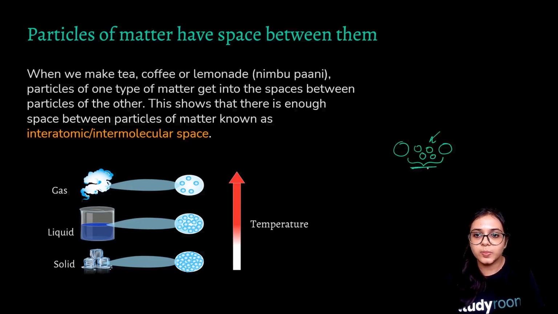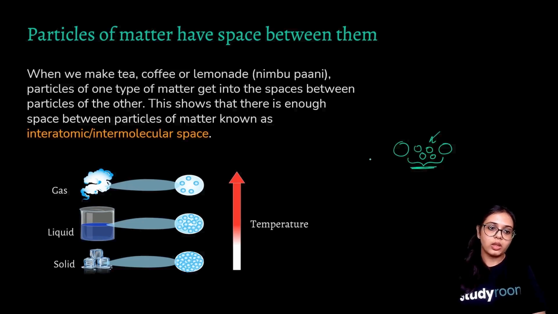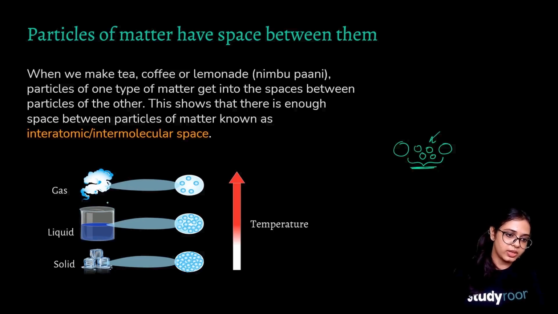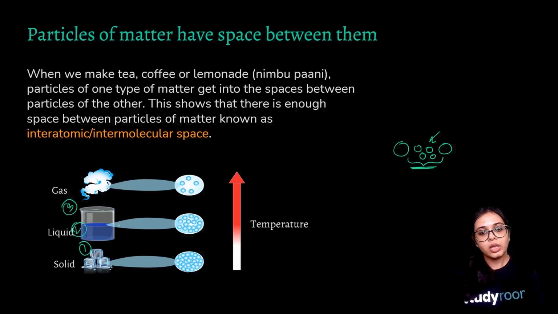So this particular space is the interatomic or intermolecular space. Now, we know that matter exists in three states: solid, liquid and gas. The arrangement of particles in these three states varies. The particles of matter in a solid are very tightly packed. They do not have much interatomic or intermolecular space between them.